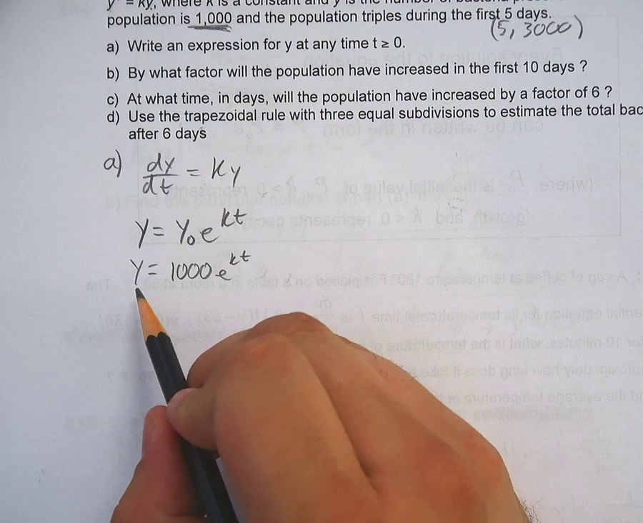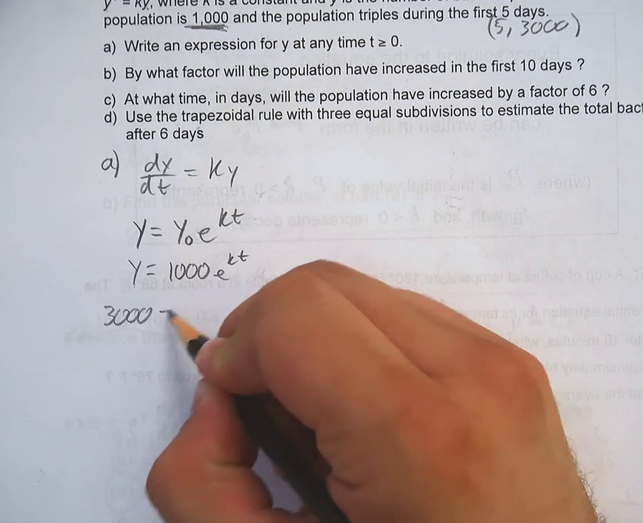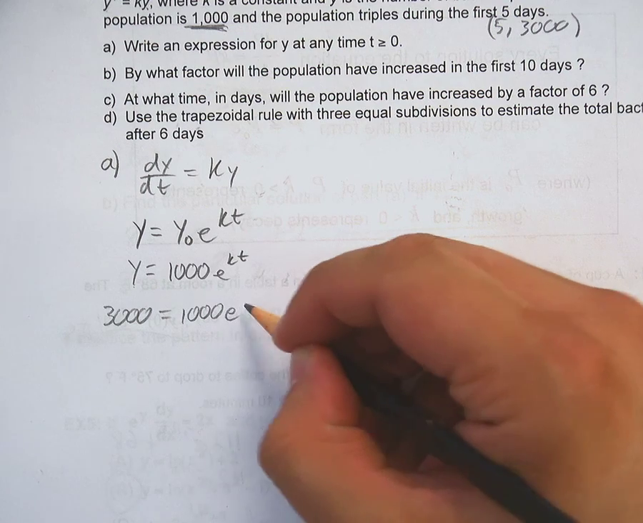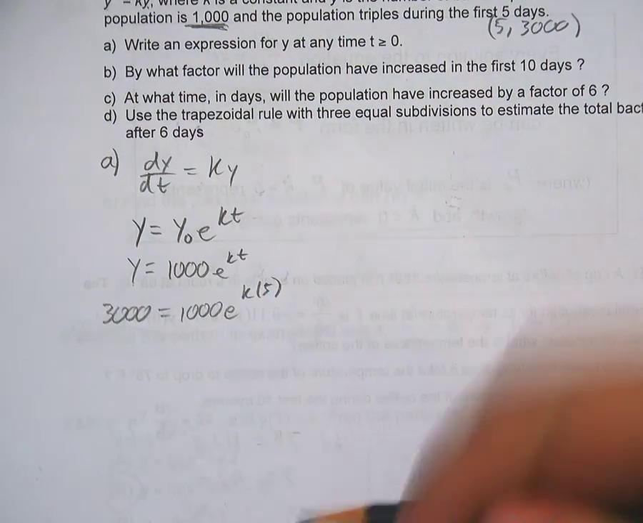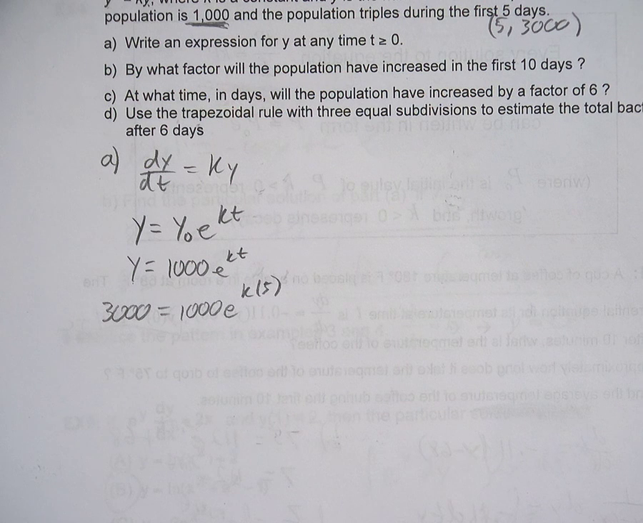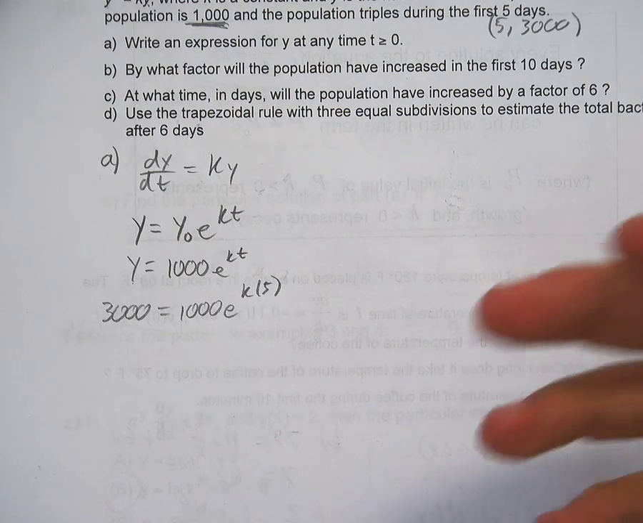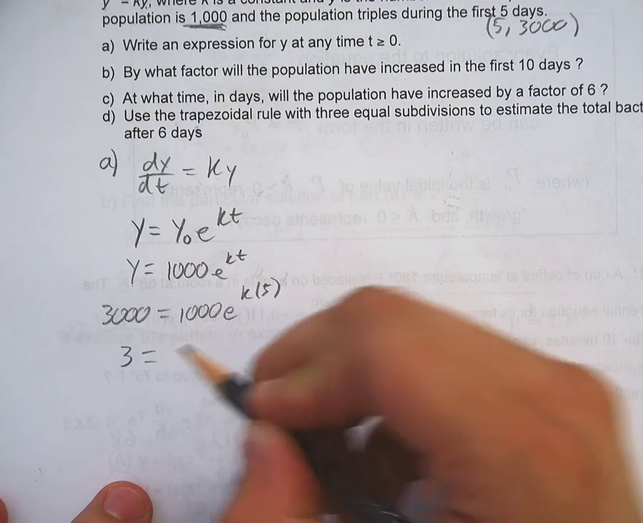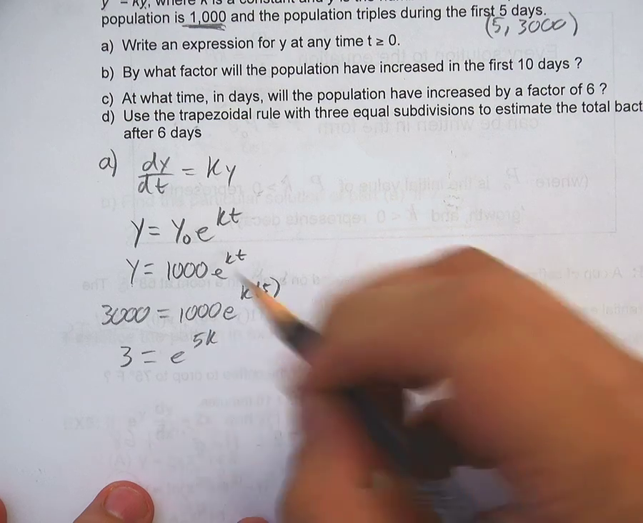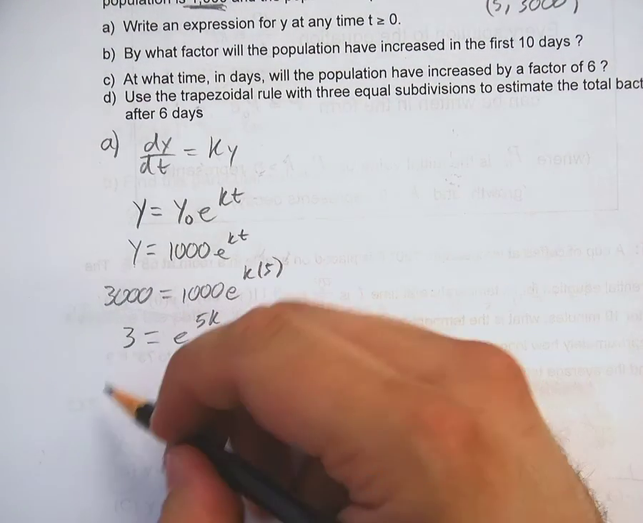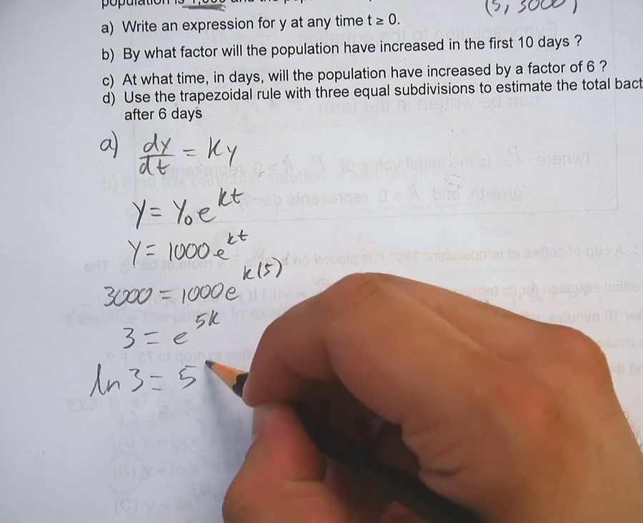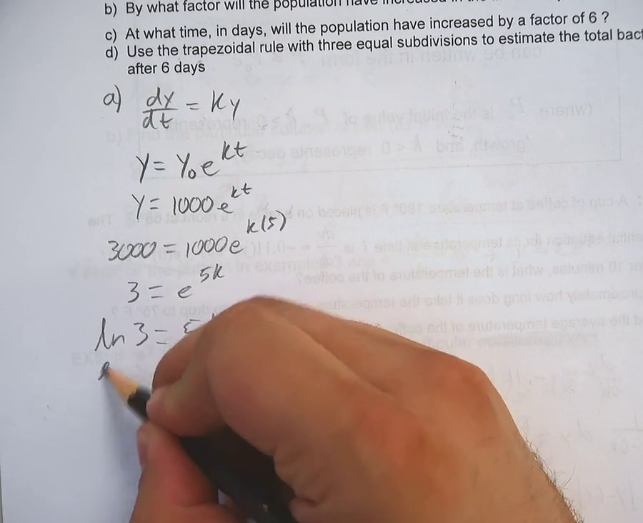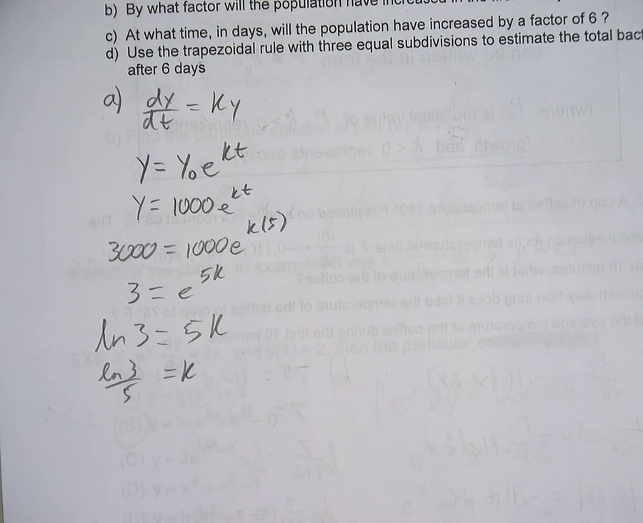So let's do that. When y was 3000, 1000 e to the k times 5, and that came from my point. And I'm calling that an initial condition. Even though it's not the condition at the start, it's still a point that they give me that I can use to figure out my k value. So divide by 1000, you get 3 is e to the 5k. Natural log both sides. You get the natural log of 3 equals 5k. So k is the natural log of 3 over 5.